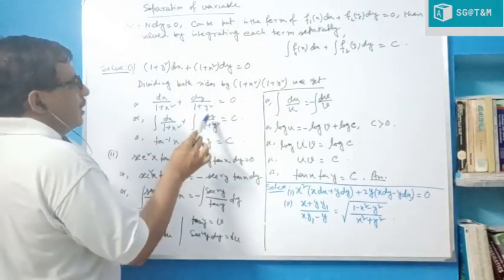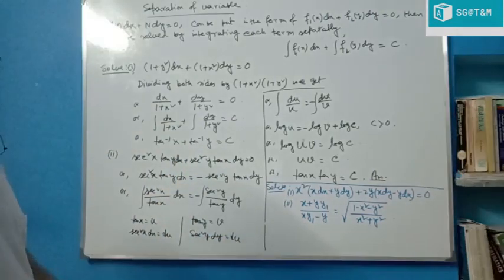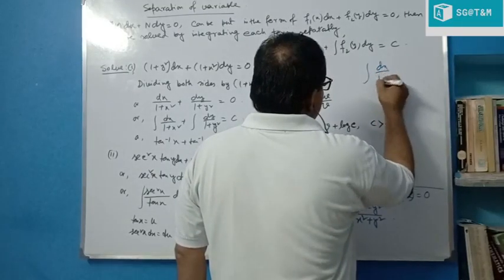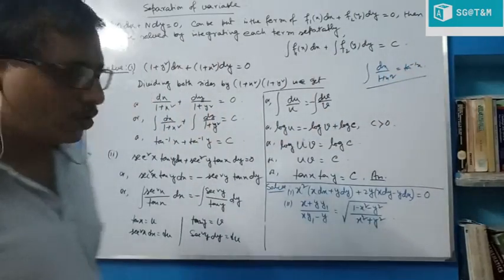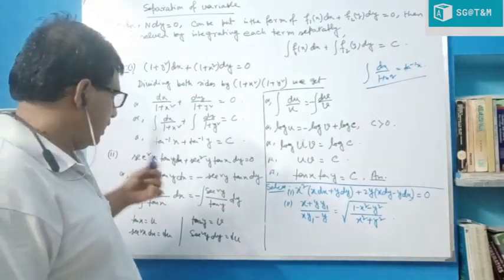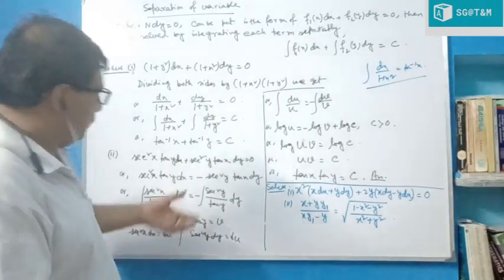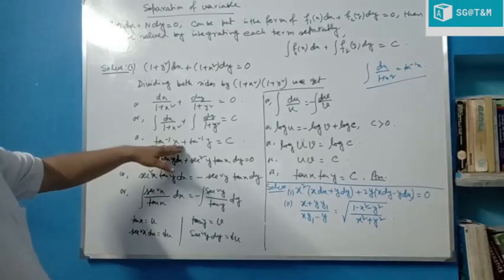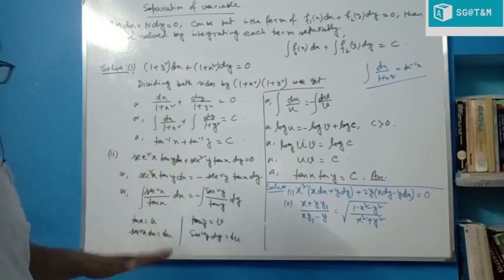the integral of dx by 1 plus x square plus the integral of dy by 1 plus y square is equal to c. We know the formula: the integration of dx by 1 plus x square is nothing but tan inverse x. It is known to all of you, so use the integration formula. So tan inverse x plus tan inverse y is equal to c. If you use the formula for tan inverse x plus tan inverse y, it is a simplification maybe. But up to this, if you do this problem in this way, no problem at all, you get full credit. Okay.